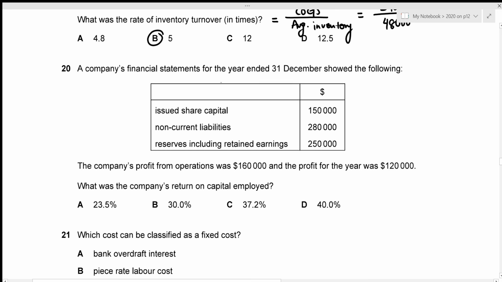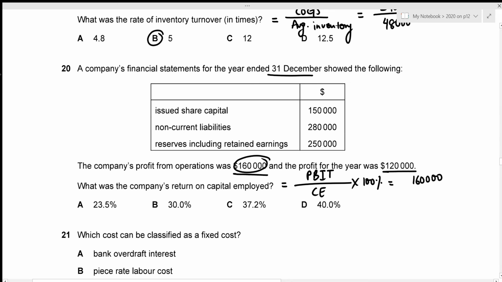A company's financial statements for the year ended 31st December showed the following. We are given the issued share capital, non-current liabilities, and reserves, including retained earnings. We are also given the company's profit from operations, which is 160,000, and profit for the year, which is 120,000. Now we just need to figure out the company's return on capital employed. So the formula for return on capital employed is just going to be profit before interest and tax divided by the capital employed times 100%. Okay, and profit before interest and tax is just going to be profit from operations, which has a value of 160,000. So we can just substitute this.